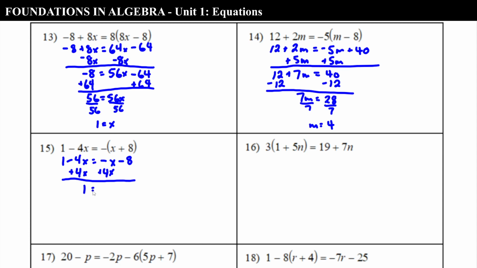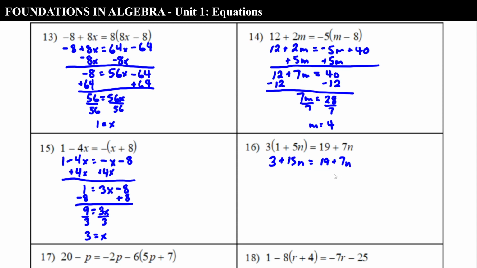So you got 1 equals 3x minus 8. Now we're going to add 8 to each side. That gives us 9 equals 3x. Divide each side by 3, and we get x equals 3, or 3 equals x. All right, for 16, the distribution's on the left-hand side, so 3 times 1 is 3. 3 times 5 is 15, so that's 15n.